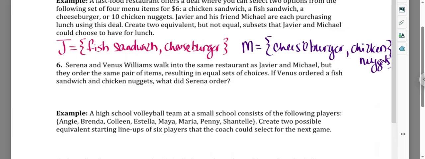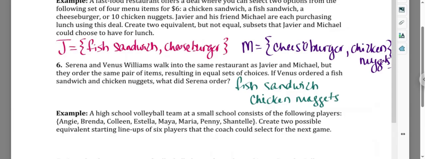So, if Venus ordered a fish sandwich and chicken nuggets, what did Serena order? If the two sets are equal, exactly, she ordered the exact same thing. So Serena ordered fish sandwich and chicken nuggets. So that doesn't necessarily need to be in the set because they didn't ask what the set is, they just asked what she ordered. If you have it in the set, that's absolutely fine.